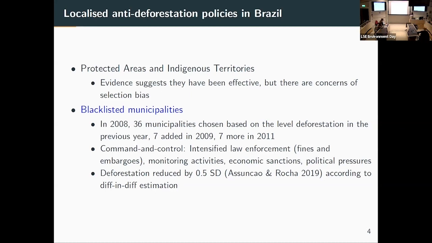And this is a command and control policy. There was intensified law enforcement in the form of fines and farm embargoes, increased monitoring activities, economic sanctions, and different political pressures on the mayors. And a differences-in-differences estimation of their effect shows approximately a half standard deviation reduction in deforestation in those places.